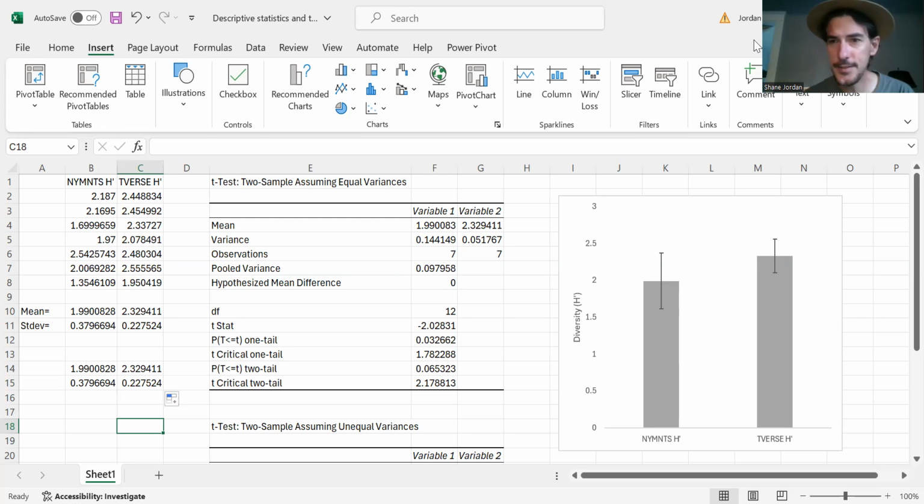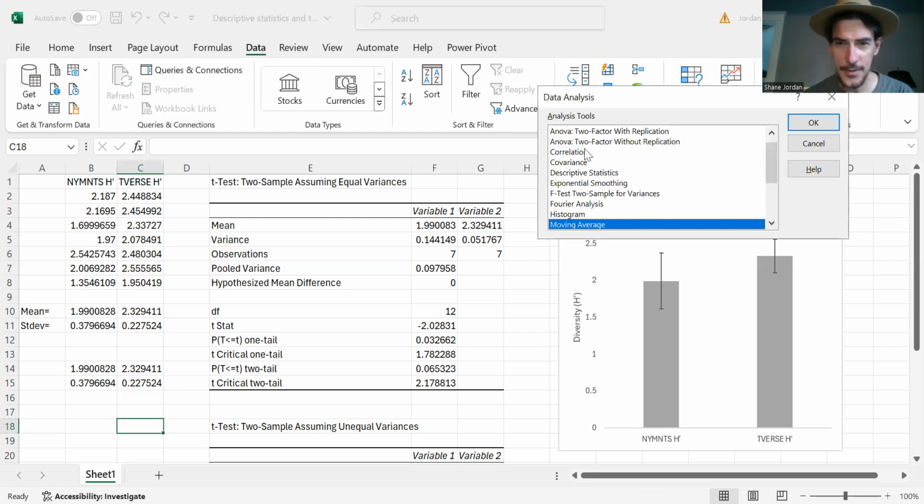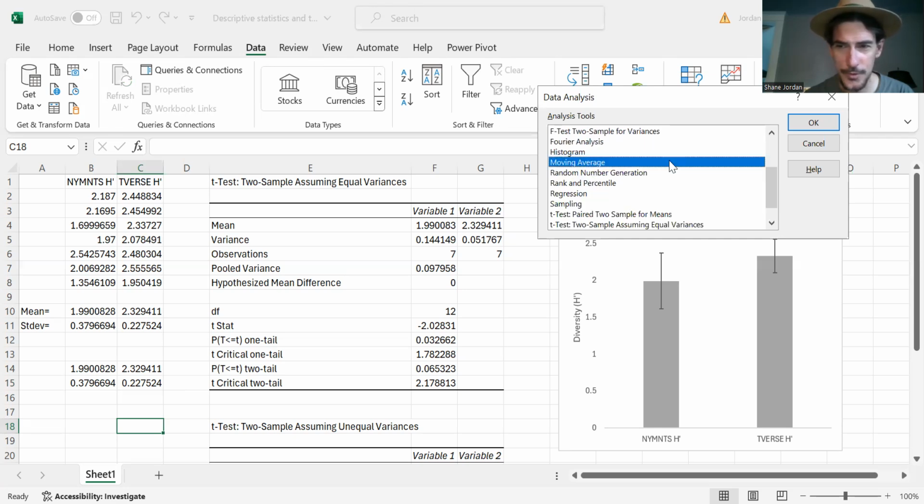In order to do a t-test, there are a couple things you might have to do. I have already done them. I have the data analysis package already loaded in Excel. You might have to do that if you haven't already in order to access the automated functions that allow you to do this. But once you do have that, you should have this little thing in the far right when you click on data that says data analysis. And when you click on data analysis, you'll see that there are these different analysis tools.